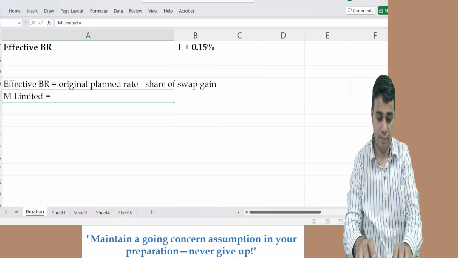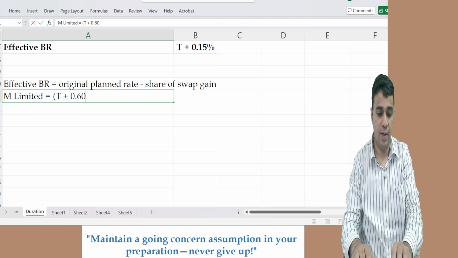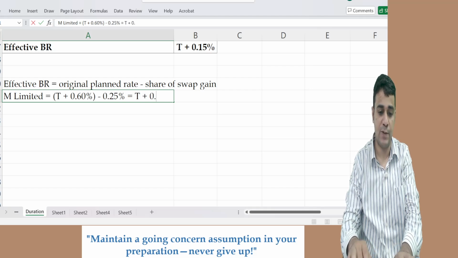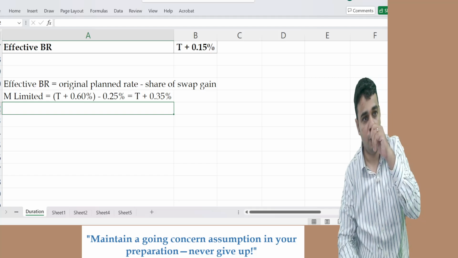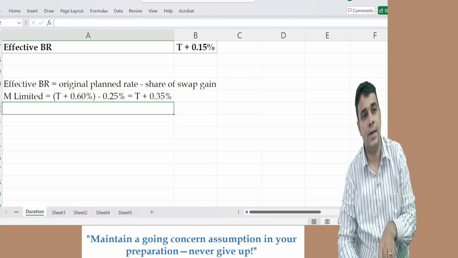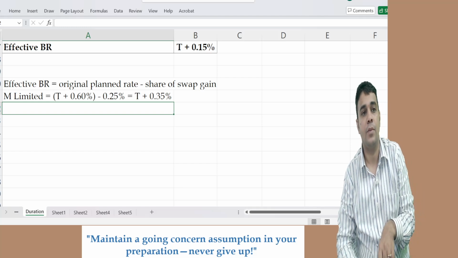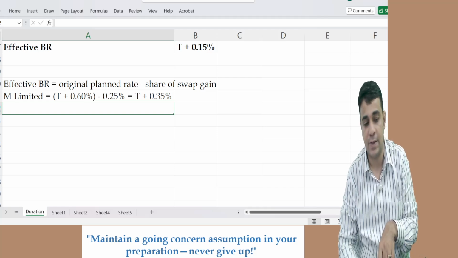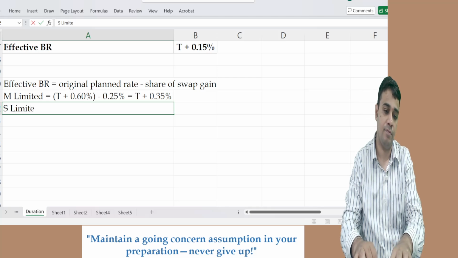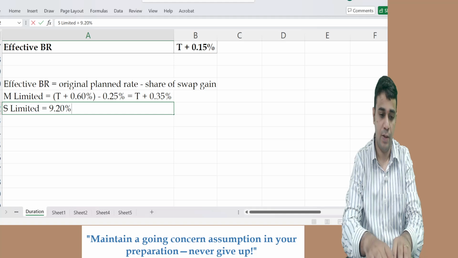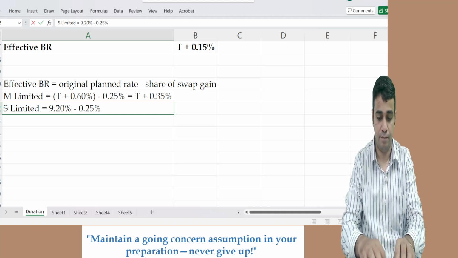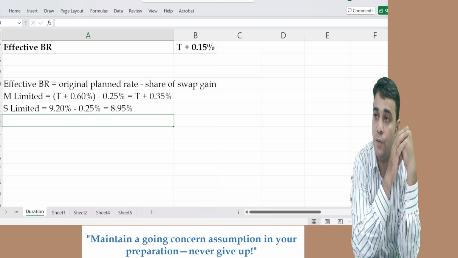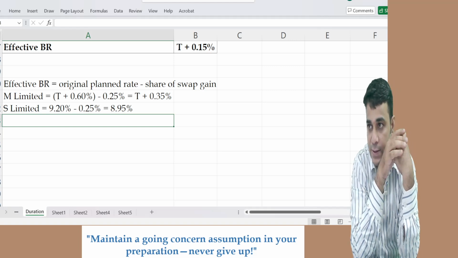Sorry? T plus 0.6. In this, I will save 0.25%. Effectively, you will get T plus 0.35. I'll save 0.25. T plus 0.6, save 0.25. Effectively, you will get T plus 0.35%. For S Limited, 9 point, save 0.25, 8.95%.